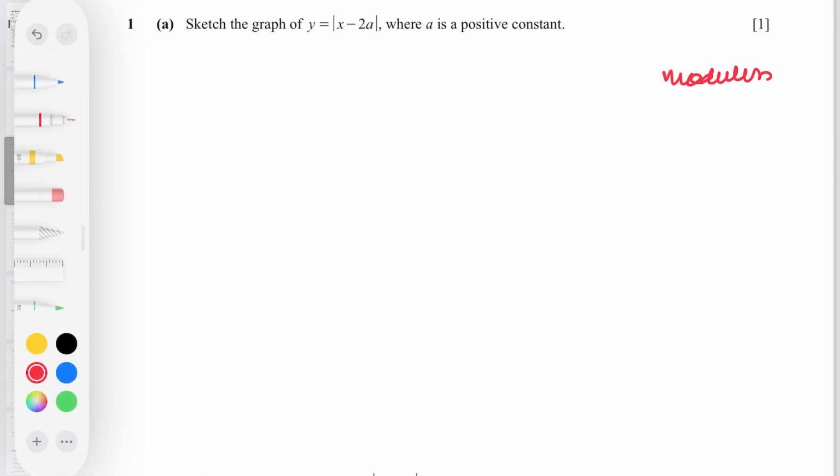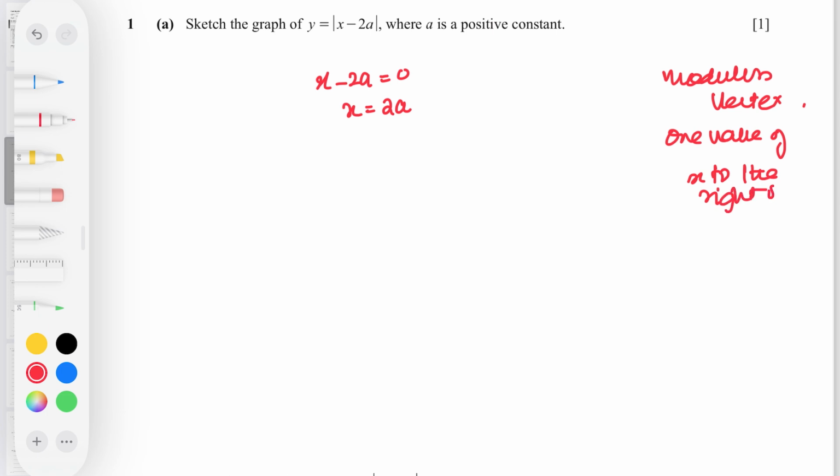In a modulus graph, we have a vertex. How do we find out the vertex? When we keep the inside equation equal to 0. Now, one value of x to the right of the vertex, one value to the left of the vertex. That means I can take one value as 3a and I'm taking the other value as 0.